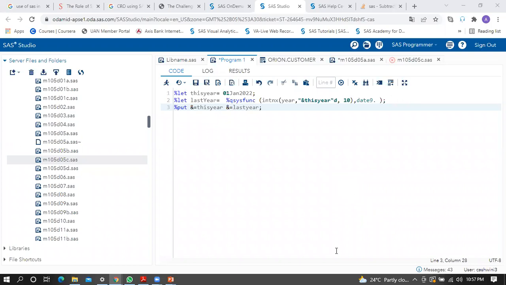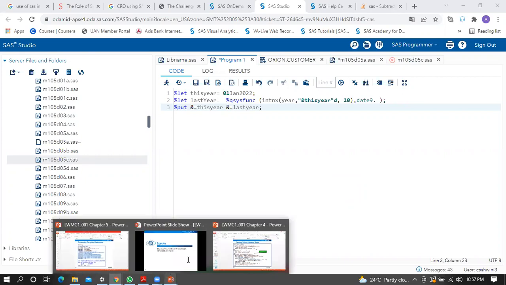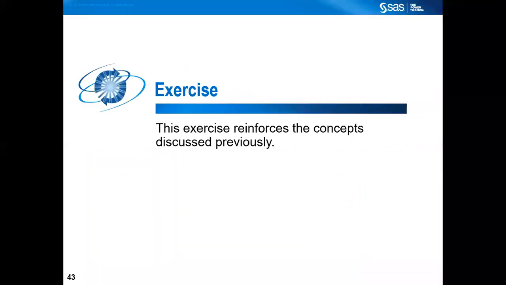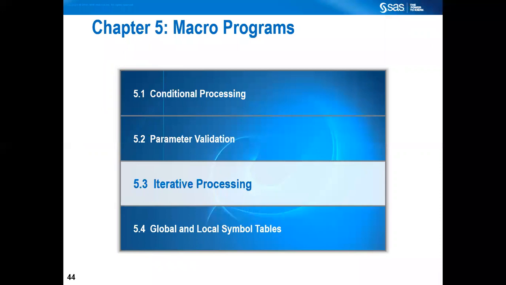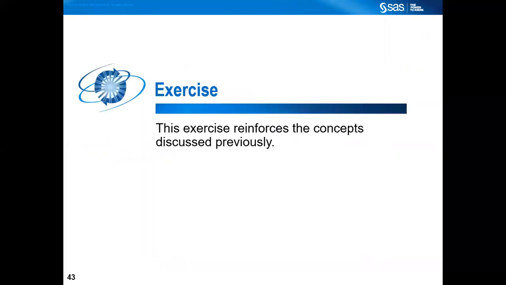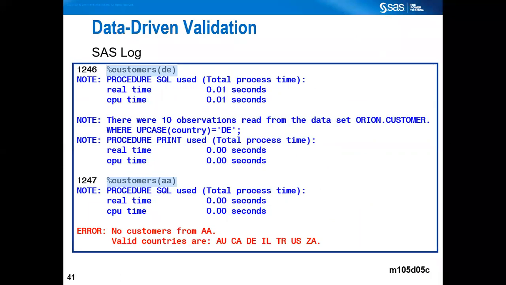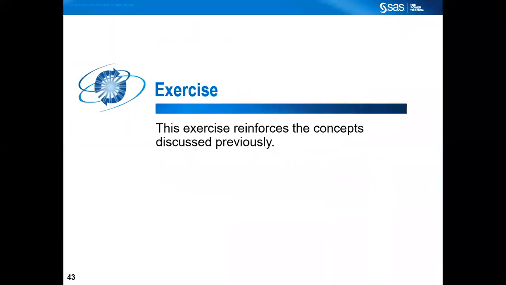All right. The exercise for this chapter I leave to you as self-study. Later on, we'll see how macro programs are written with iterative processing, that is with your do loop processing. For today we'll stop here. But see to it that you revise this with data-driven validation, and of course do the exercise for this particular topic. All right, so let's resume on Friday.